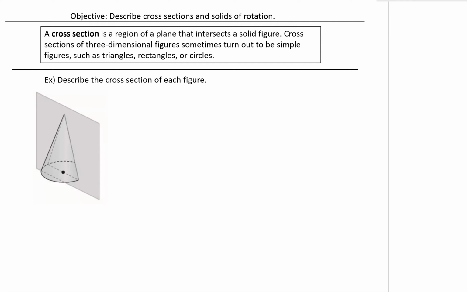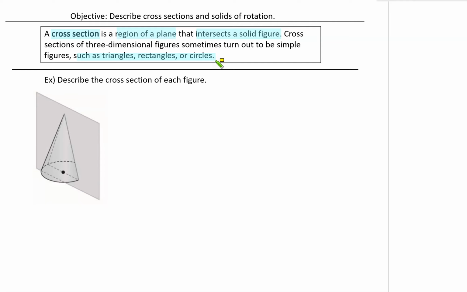And so first we want to start by defining a cross-section if you're not familiar with that term. So a cross-section is a flat surface region of a plane that intersects a three-dimensional figure or solid figure. They sometimes turn out to be simple figures, which are the ones that we're going to be looking at here, such as triangles, rectangles, and circles. And this is one of the things that we sometimes have to do in calculus problems.